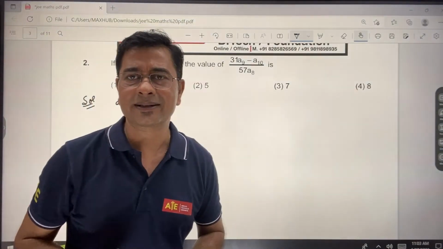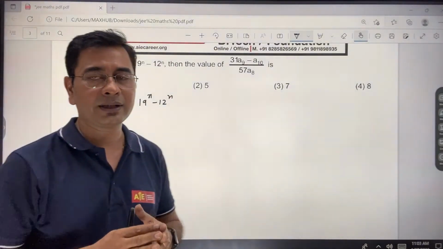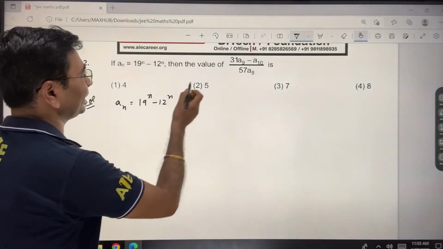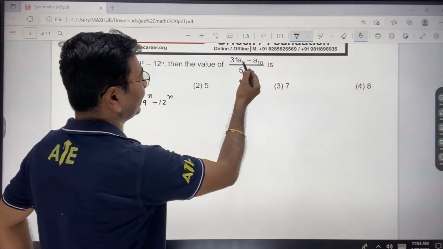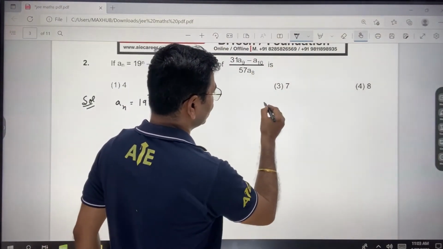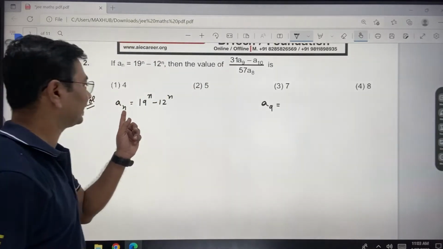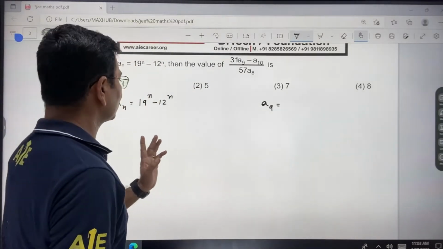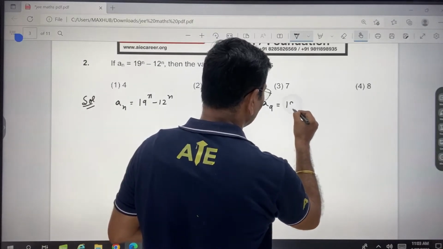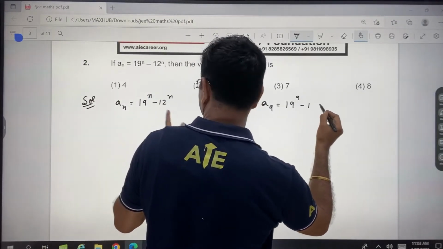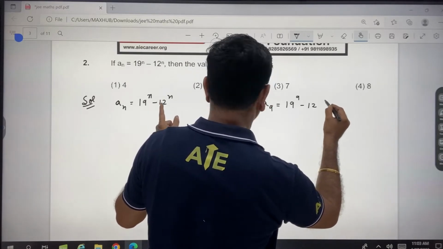Simple calculations, simple calculation, right? थोड़ी सी दिमाग लगा के करेंगे, आराम से आस्ते आस्ते करके अपने आप होती जाएगी. जैसे देखिए हमें बोला गया है 31a9. Okay, so I have got to find a9. So put, instead of n, let us replace it with 9. So I will say 19 to the power 9, and this is minus 12 to the power 9.